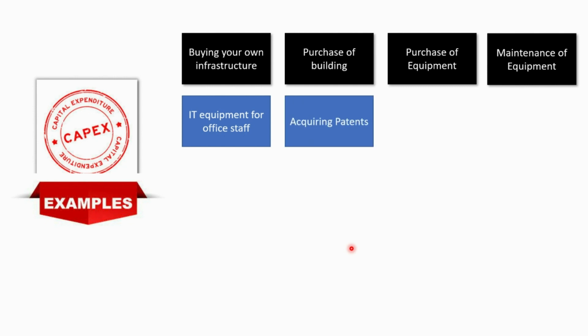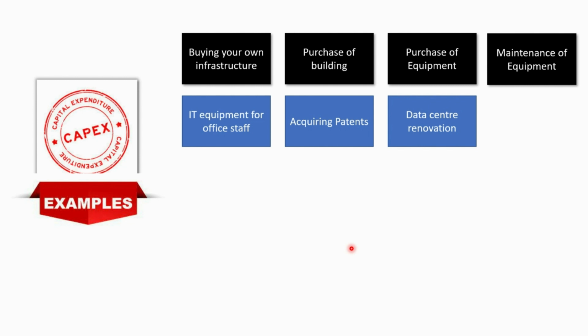Next, acquiring a patent. Say, for example, you have a unique idea and it needs to be patented, and a good amount of investment will go into R&D, preparation of documents, and preparation of other materials to propose that it is a valid patent. All the cost incurred to acquire a patent is considered as capex.